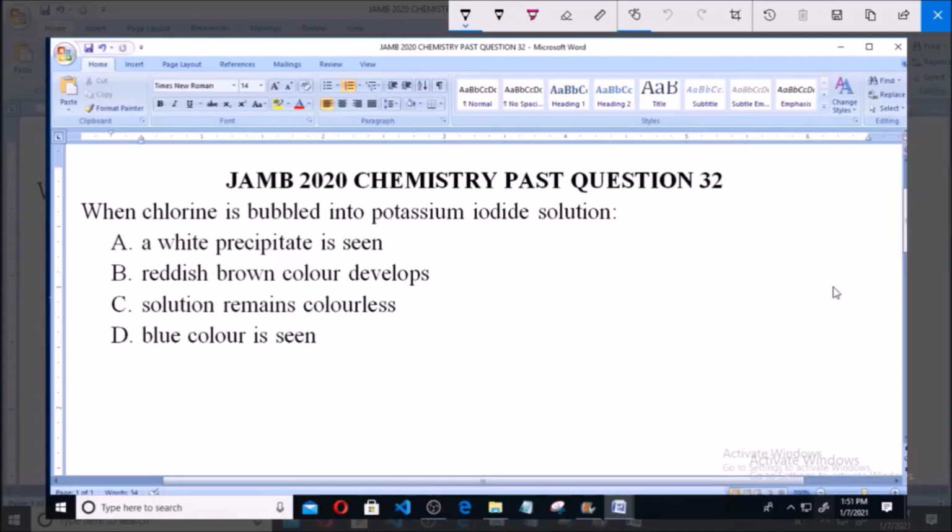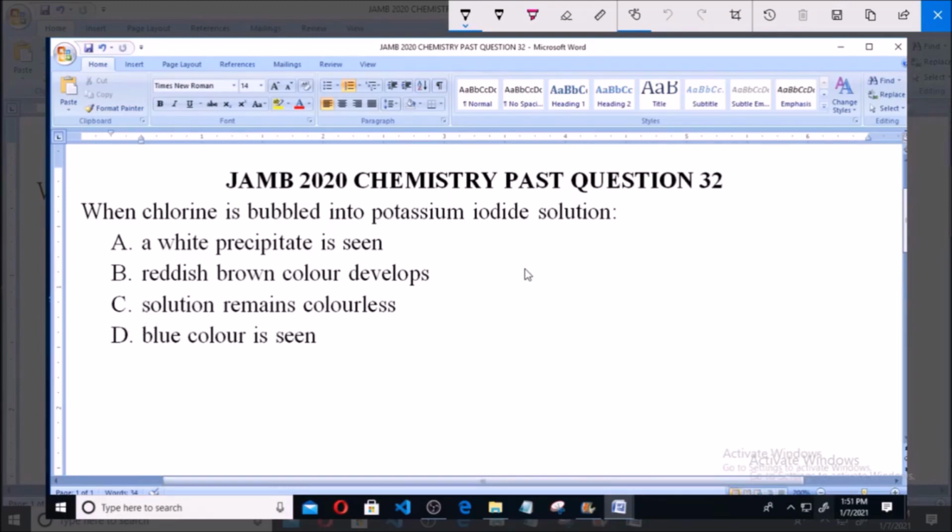Good day and welcome. I'll be answering JAMB 2020 Chemistry Past Question 32. When chlorine is bubbled into potassium iodide solution, A, a white precipitate is seen, B, a reddish brown color develops, C, the solution remains colorless, and D, a blue color is seen.